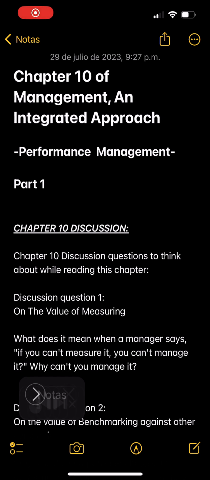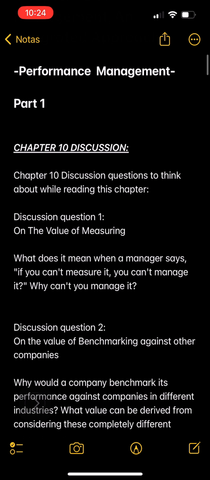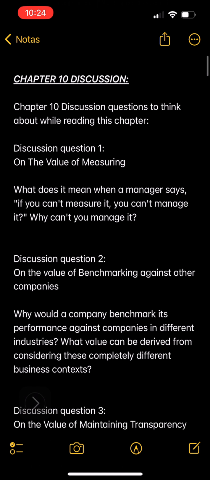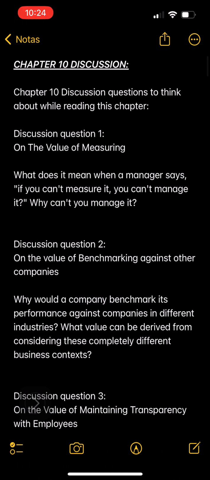Chapter 10 of Management, an Integrated Approach. Performance Management, Part 1. Chapter 10 Discussion. Chapter 10 Discussion questions to think about while reading this chapter.